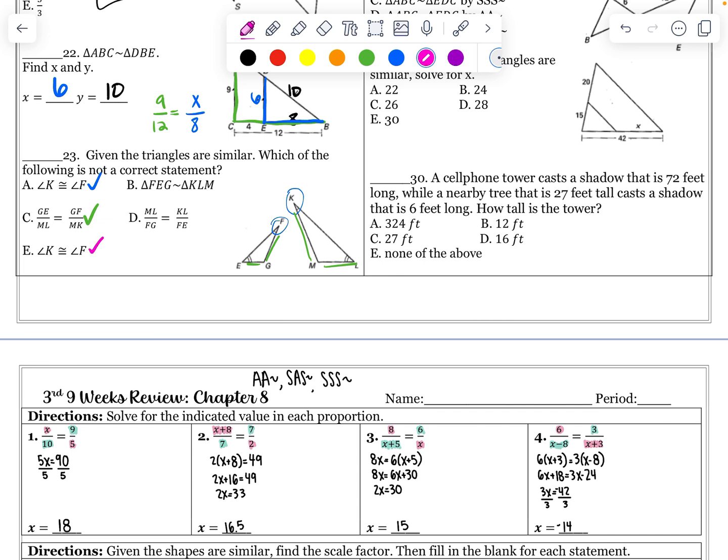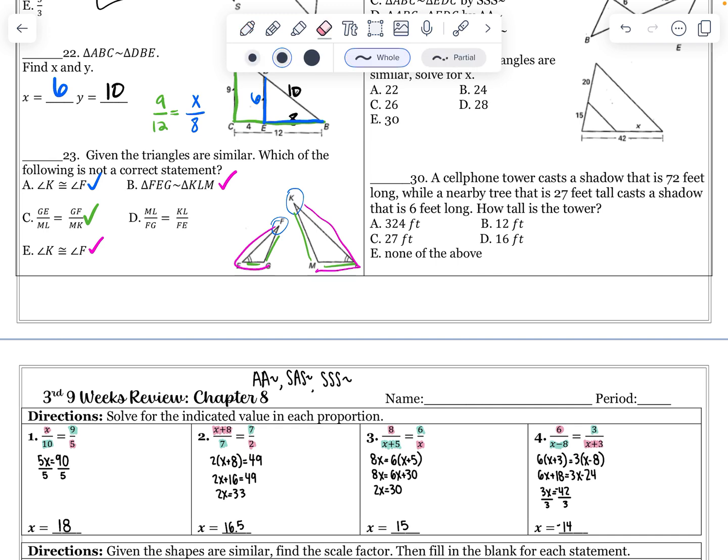KF, we already did that one. FEG is 1, 2, blank. And then KLM is 1, 2, blank. Okay, that one's right, so it's got to be this last one.